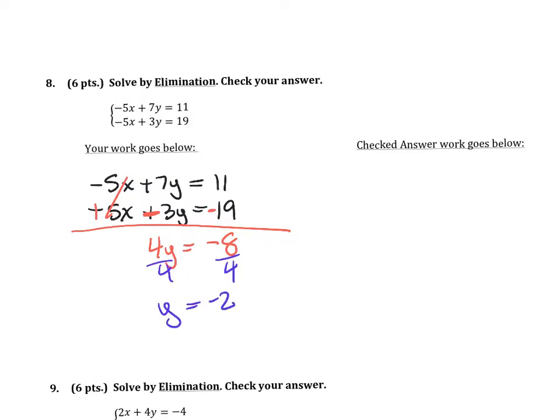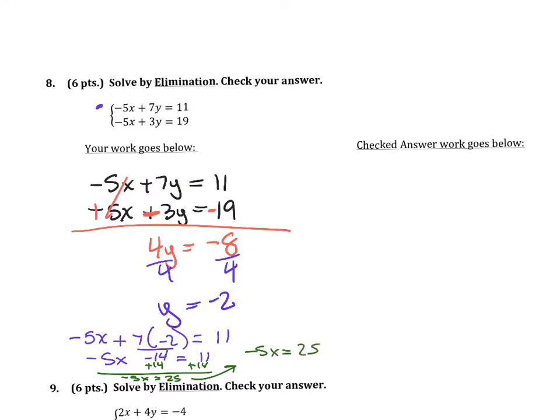Y is negative 2. If y is negative 2, then negative 5x plus 7y, I'm using the first equation. You can use any of the two. It's 11. This is negative 14, so I get negative 5x minus 14 is 11. Add 14, and you get negative 5x is equal to 25. Divide by negative 5, and you get x is equal to negative 5. So I believe the answer is x, negative 5, comma negative 2.